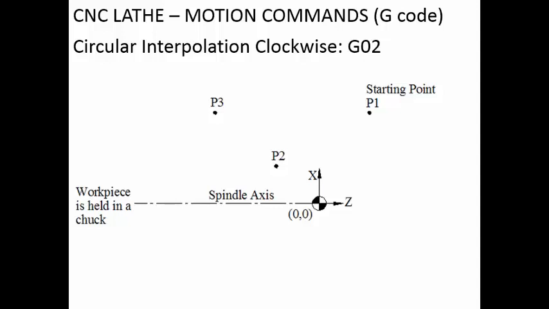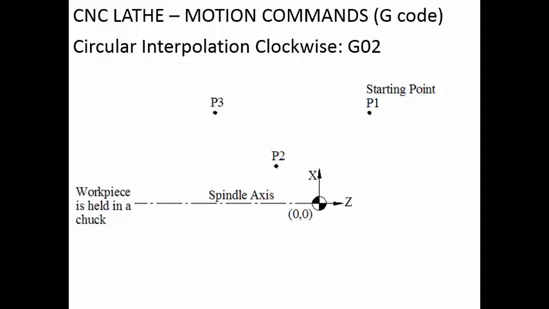Next one is circular interpolation clockwise, which means we are moving in the clockwise direction from the starting point to the end point, and we have to have a radius at which the tool has to move and also the feed rate at which the tool has to move. So these many parameters are required to get the circular interpolation.